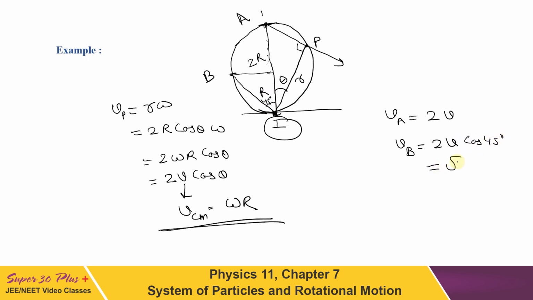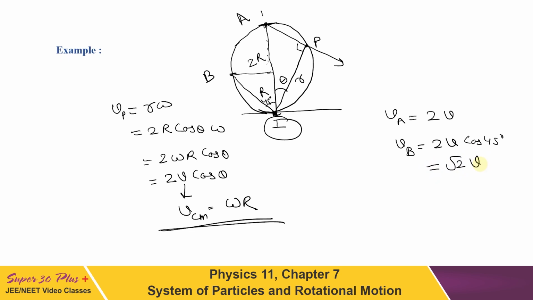That will give the value to be equal to root 2 v, or root 2 omega r. In this manner, now we can write velocity of any particle, acceleration of any particle, because these particles are now in pure rotation about instantaneous center of rotation. So according to our convenience, we can apply any concept.